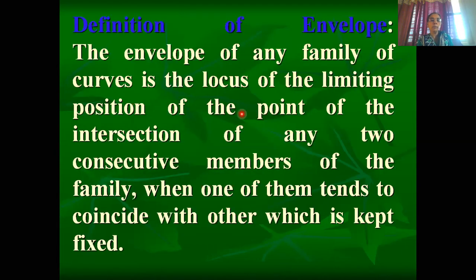The envelope of any family of curves is the locus of the limiting position of the point of intersection of any two consecutive members of the family, that is 1, 2, 2, 3, 3, 4 like that. Limiting position means very close: second is very close to the first, third is very close to the second curve, and so on. When one of them tends to coincide with the other, you have to take the second very close to the first, the third very close to the second. Don't take the curves very far away, otherwise you are not getting the locus. That locus is called the envelope.